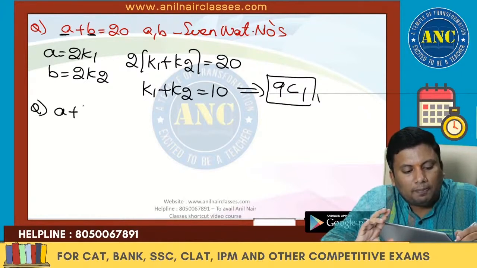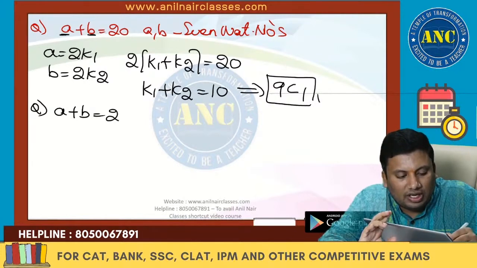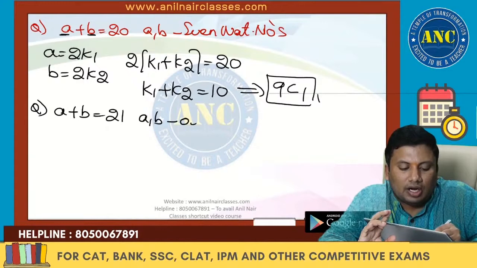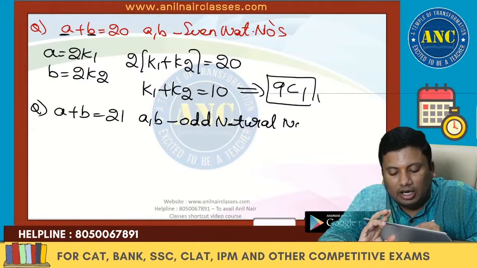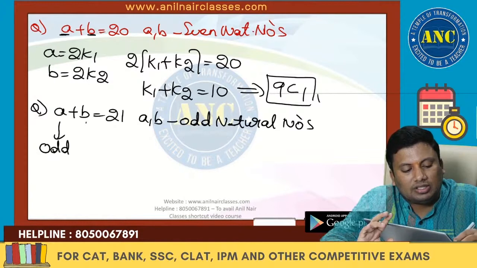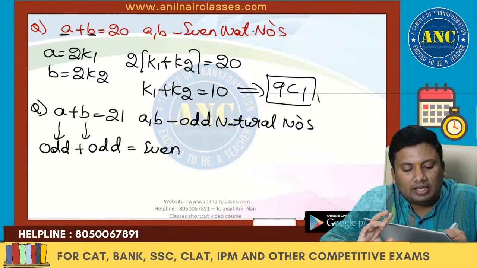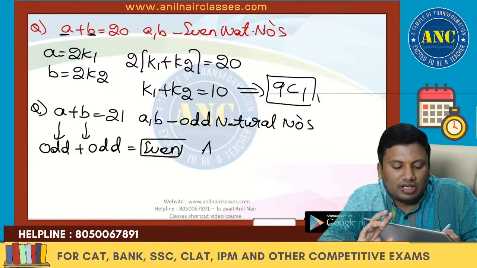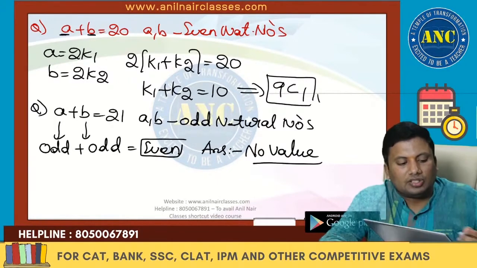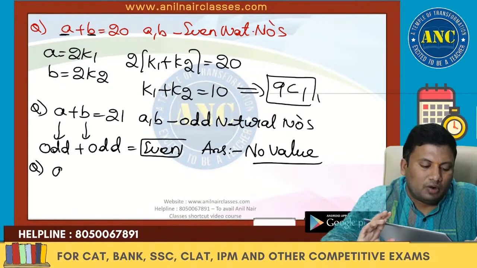Next question. A plus B is nothing but 21, and A and B are odd natural numbers. He is saying that A and B are odd. That means here it is odd, and here it is odd. What is odd plus odd? Even number. The right hand side should be an even number, but 21 is odd. The answer is no value for A comma B. Next one. I hope it is clear.